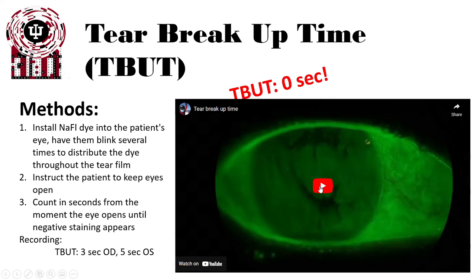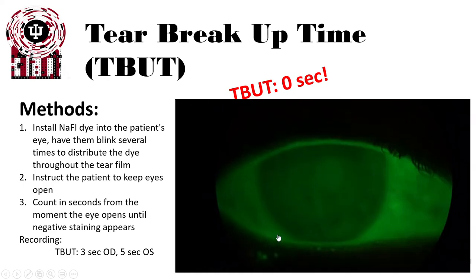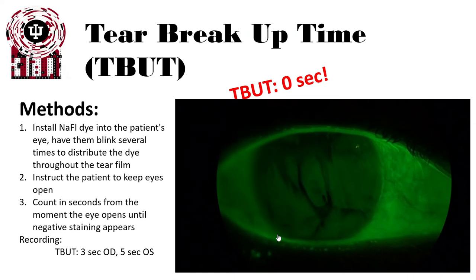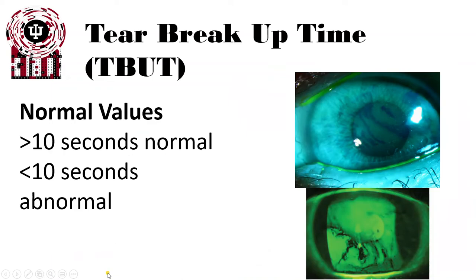Let's watch an example of that and see the time now. As this patient blinks, almost within the first 0 to 1 seconds, we start to see that black negative staining. That means this person has a TBUT of around 0 to 1 seconds. Now, TBUTs or tear breakup times have normal values. Typically, anything over 10 seconds is considered to be normal. Anything under 10 seconds is said to be abnormal and at high risk for ocular surface disease, such as dry eye.